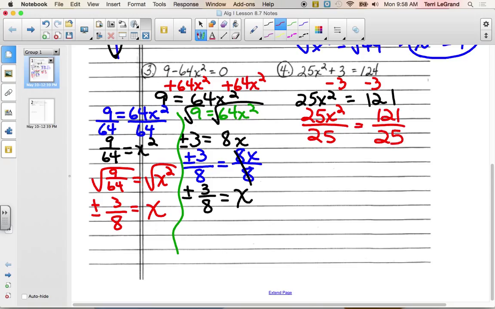And here, let me remind you of this. If something doesn't go into something nicely, just leave it as a fraction, okay? Don't mess with it. Don't mess with it. And I don't think 25 goes into 121 nicely, so.